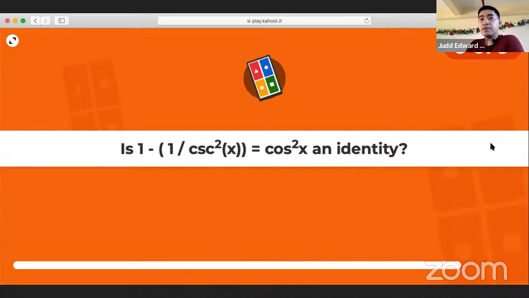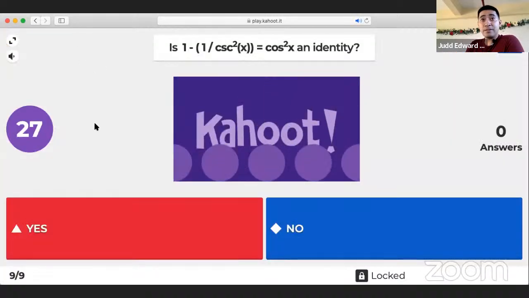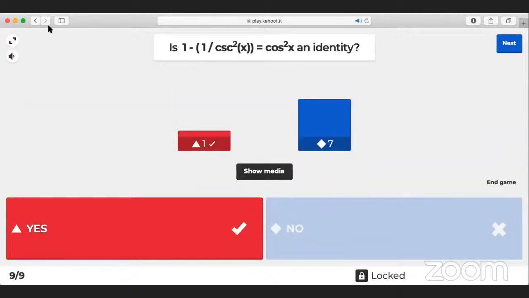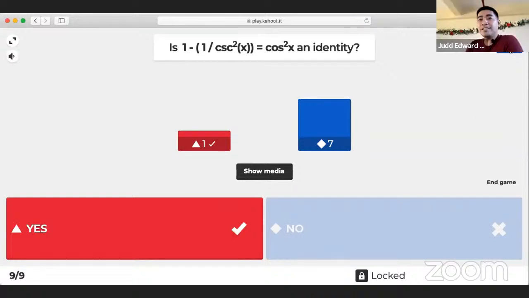Is 1 minus 1 over cosecant of x squared equal to cosine squared of x? An identity. Only one got it correctly.